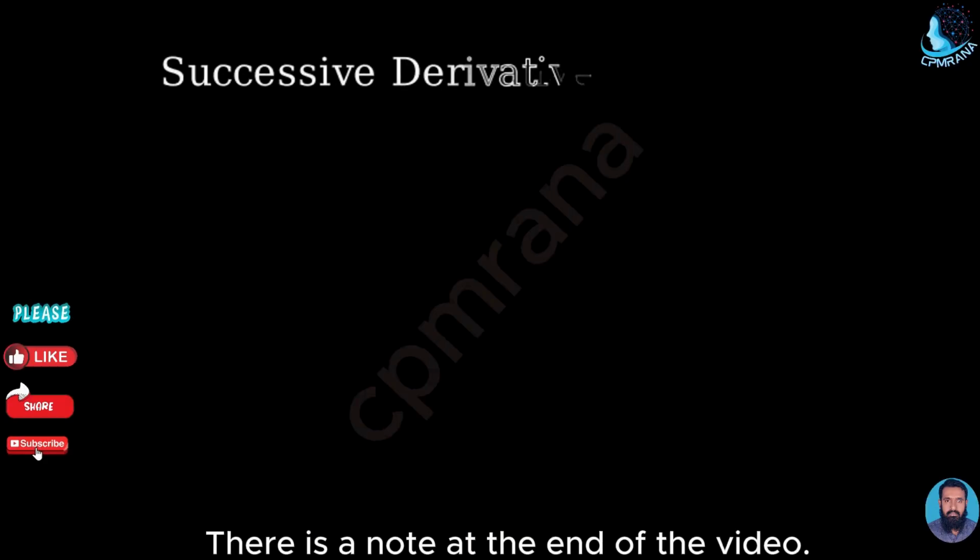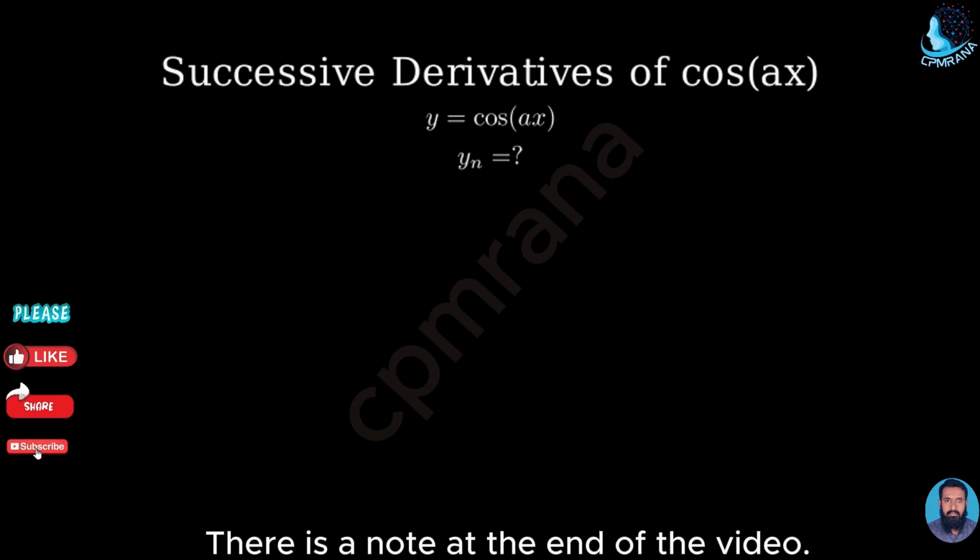Let's solve an interesting problem involving successive derivatives of a trigonometric function. We start with the function y equals cosine of ax, where a is some constant. Our goal is to find a pattern for the nth derivative, which we'll call y sub n. Let's find the first few derivatives and look for a pattern.